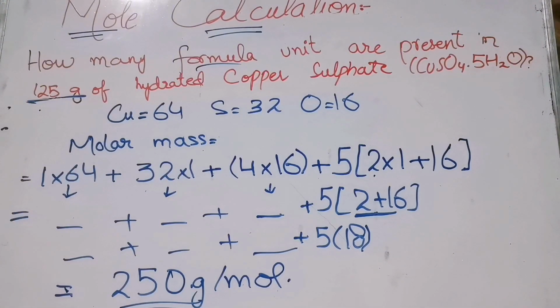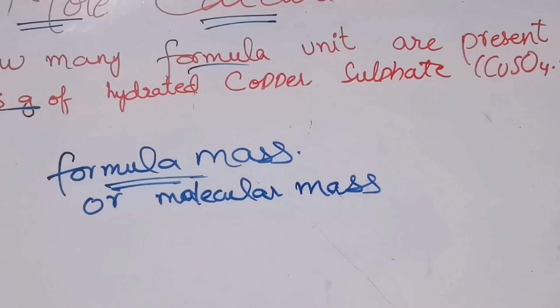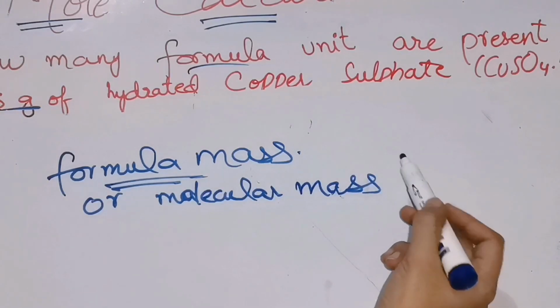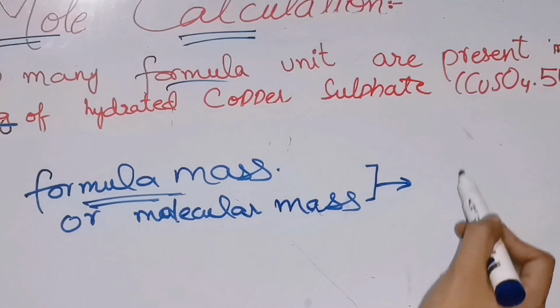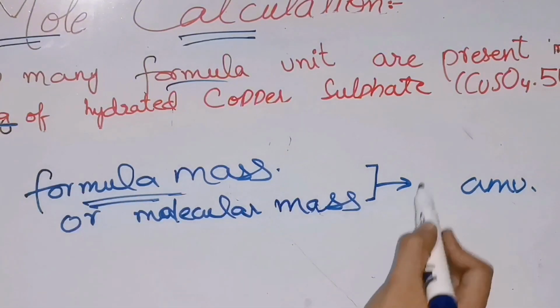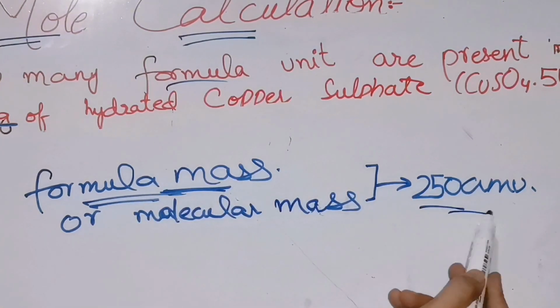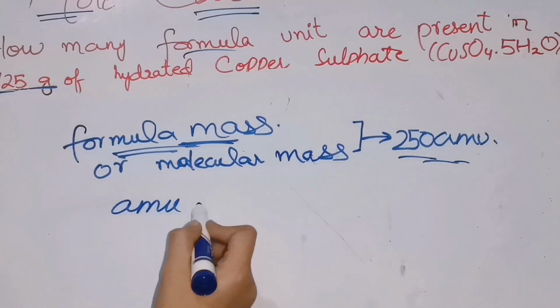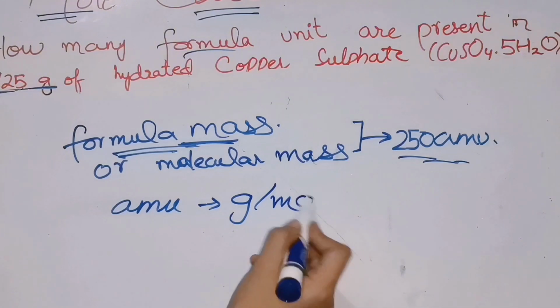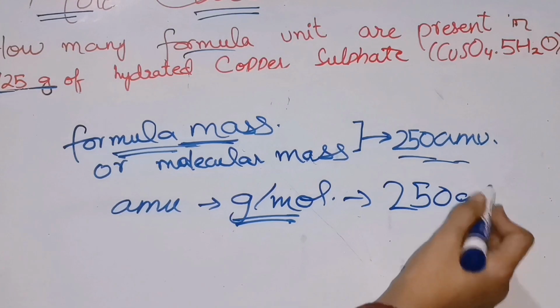So now we can calculate the number of moles. Remember one thing, that if you want to find the formula mass or molecular mass, you will go with the similar procedure of adding and multiplying their atomic masses. Then you will write the unit AMU. Okay. Now for copper sulfate, the answer was 250. So if you write it in the form of formula unit, you will write 250 AMU. And then you will write a statement that when AMU is replaced by gram per mole, then that answer will become the molar mass. Okay.